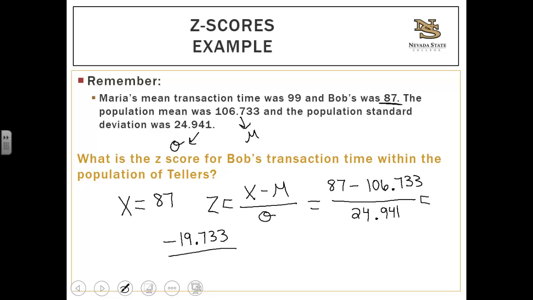And then we divide that by 24.941, and you end up with a z-score of negative 0.791. So Bob is below the mean by 0.791 standard deviations. He's also among many other tellers, but he's a bit more extreme than Maria. So his average transaction time is lower relative to the rest of the population than Maria's, which we already knew. Still not extreme.